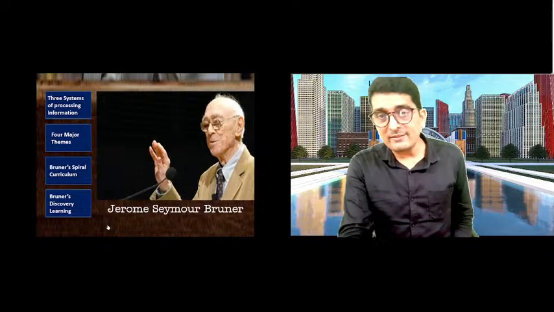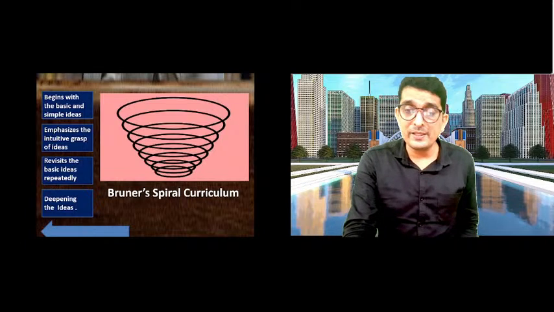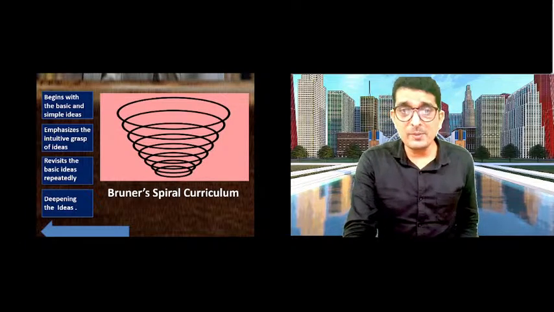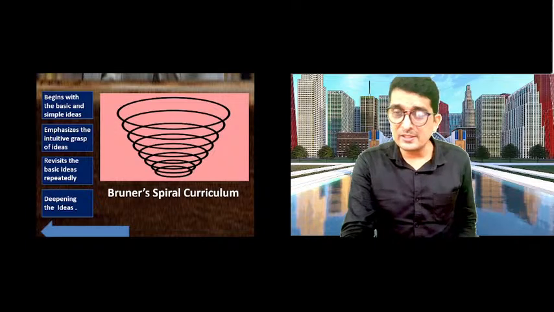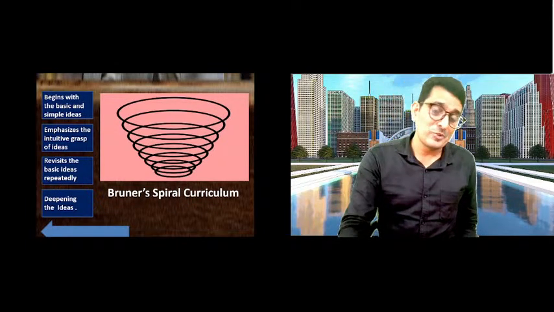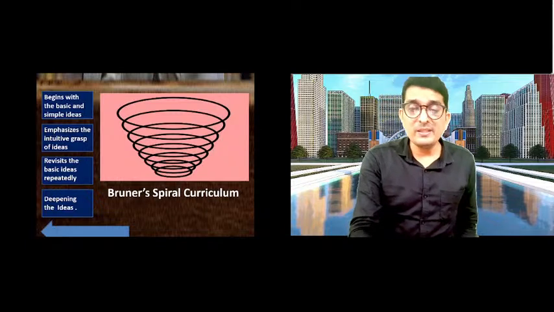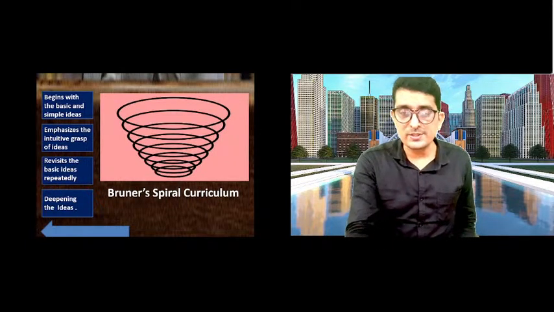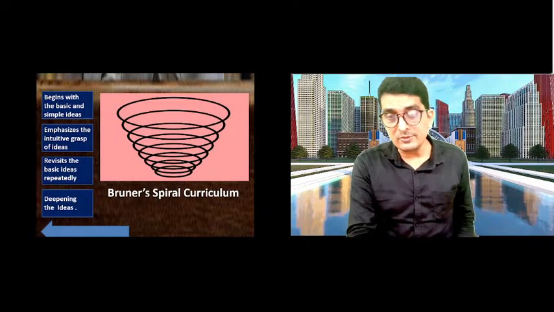And Bruner's spiral curriculum is another innovative concept. According to Bruner, a curriculum should be in a spiral nature. It begins with the basics and simple ideas, emphasizes the intuitive grasp of ideas, revisits the basic ideas repeatedly, deepening the ideas. So I tell you, for example, if you teach mathematics, you are not teaching the whole mathematical concept in the first standard. In the first standard, for example, addition. You will teach addition of one digit numbers, single digit numbers in the first standard.